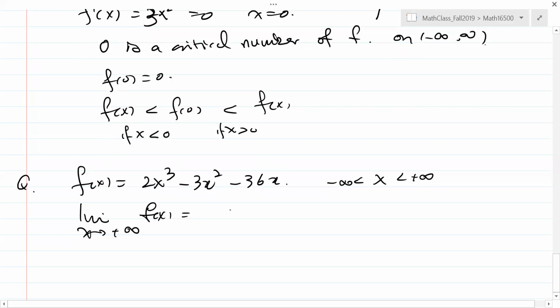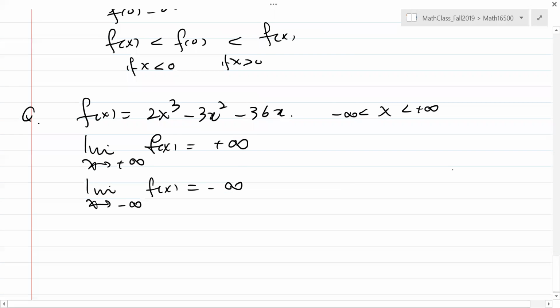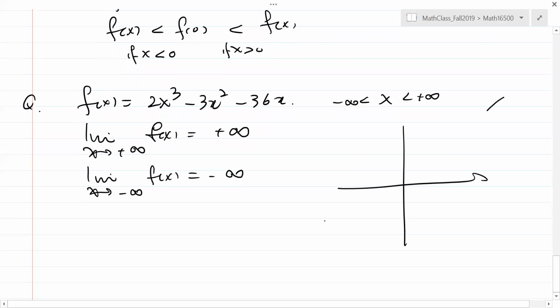the leading term is 2x cubed, so this is positive infinity. When x approaches negative infinity, it goes to negative infinity. So if you draw the graph, it goes like that. In the middle, I don't know.